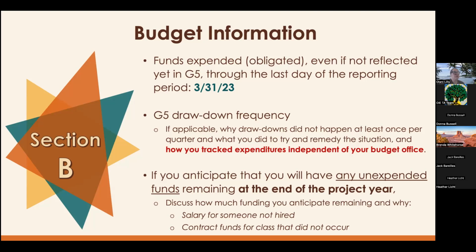So maybe you meet with your budget team, maybe once a month, maybe quarterly, and you go through expenditures, make sure what you think you've expended and what the budget office thinks they expended are reconciled. And then maybe after that, you actually submit for a drawdown. And so share that process in this section B.